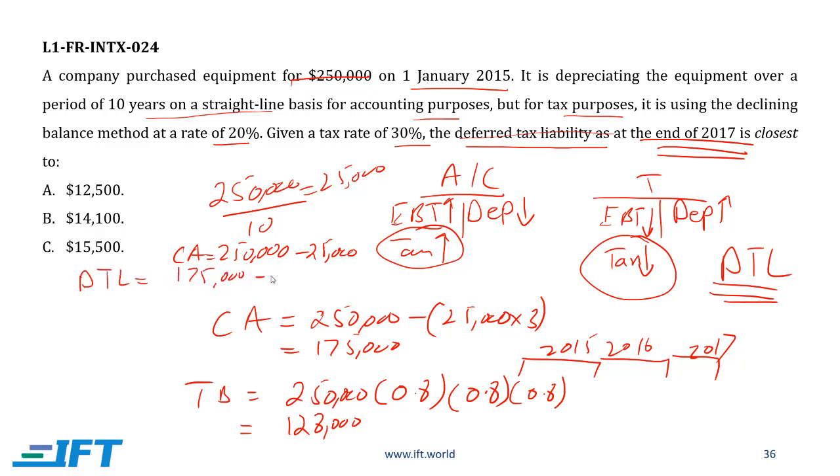So your deferred tax liability would be 175,000 minus 128,000 times 0.3. What do you get? 14,100.